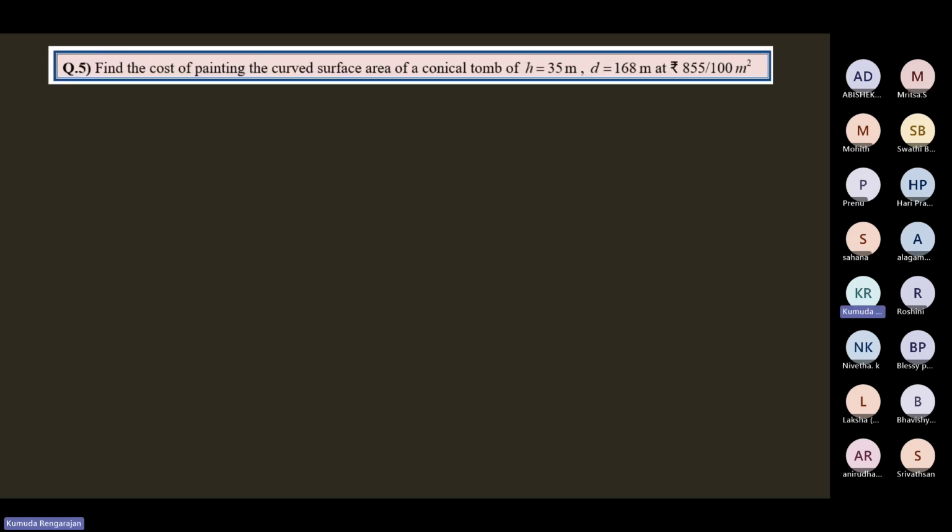Okay, next one. Find the cost of painting the curved surface area of a conical tomb. Height and diameter is given to you. Conical. And you'll have to find the cost of painting only the curved surface area. So when it comes to a cone, for volume, you need the perpendicular height. For area, you need the slant height.